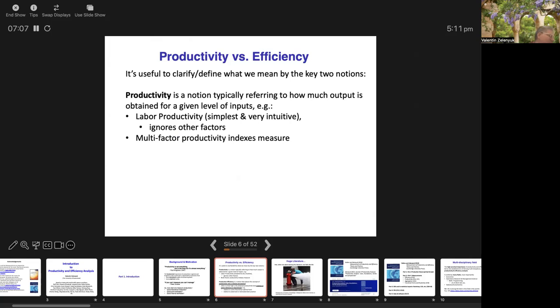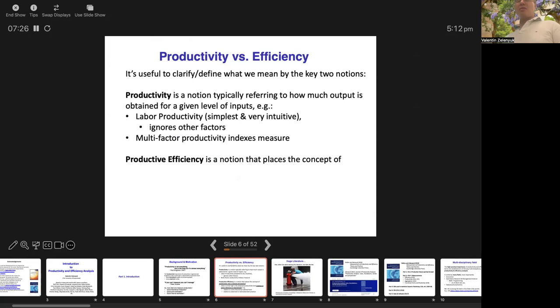And for this reason, other measures came around, were proposed in the literature, a very big literature, as we will see. And often they're called multi-factor productivity indexes. And we will see some examples of those. Okay. Now, those were all about productivity.